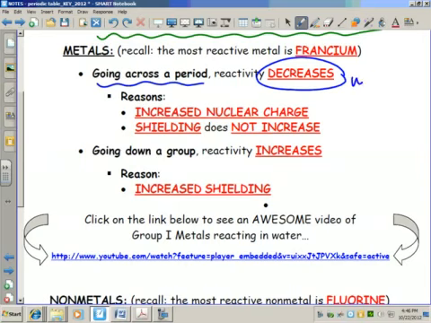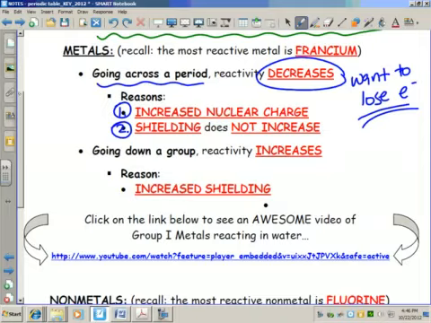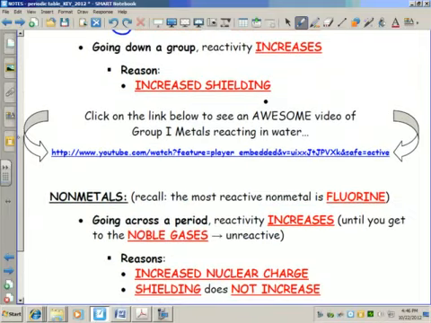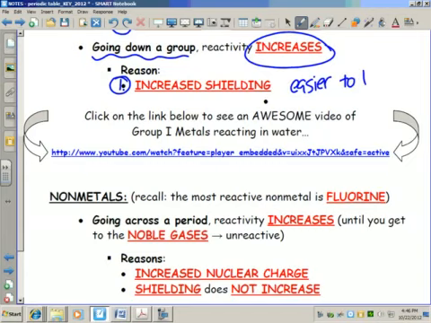Why? Remember, metals want to lose electrons. Well, you've got increased nuclear charge. That doesn't work well with elements that want to lose electrons because it makes them hold on to the electrons more tightly, and shielding doesn't increase. That also doesn't help metals react. So you're increasing the pull, the positive pull toward the center, and you're not increasing shielding. So metal reactivity decreases going across a period, down a group, it increases. Why? We ignore the fact that nuclear charge increases because shielding trumps it. And since shielding increases, that means it's easier to lose electrons. They're shielded from the positive protons.